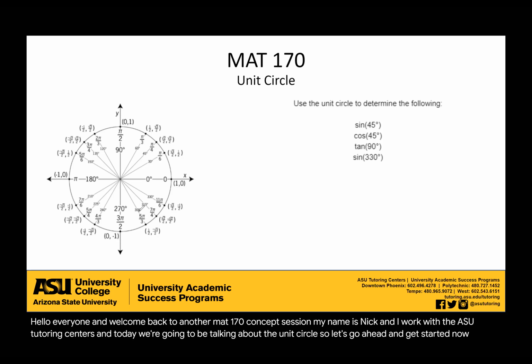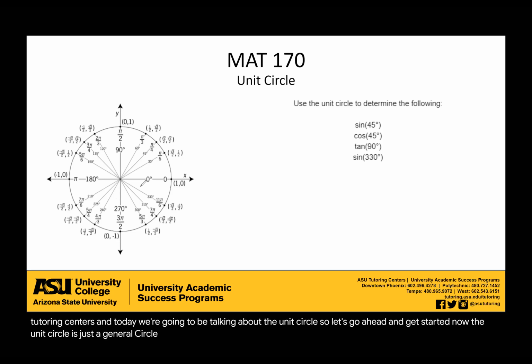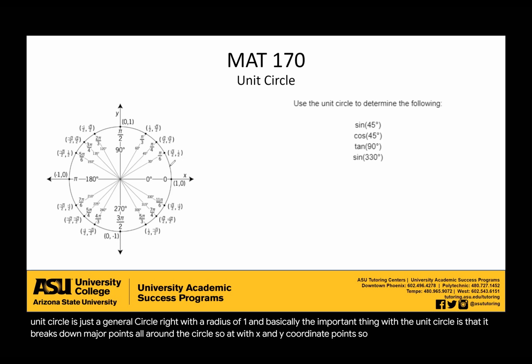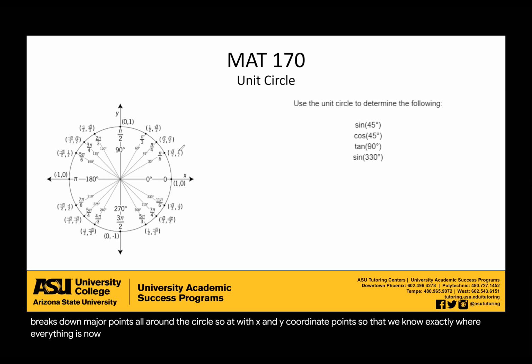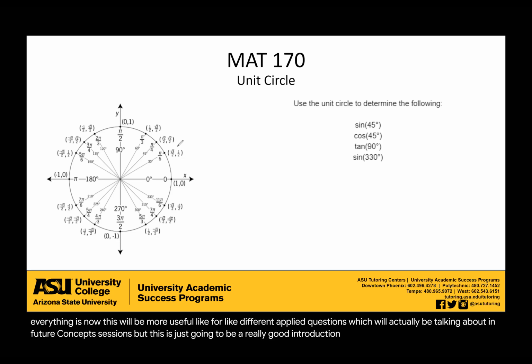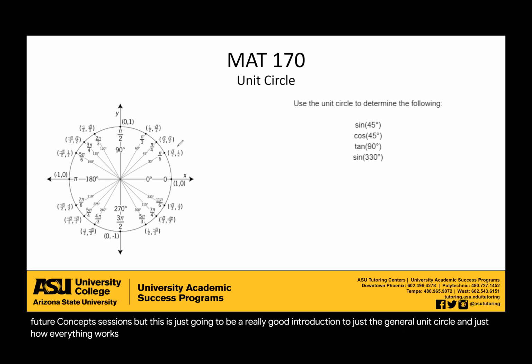Now, the unit circle is just a general circle with a radius of 1. The important thing with the unit circle is that it breaks down major points all around the circle, with x and y coordinate points, so that we know exactly where everything is. This will be more useful for different applied questions, which we'll talk about in future concept sessions. But this is a really good introduction to the general unit circle and how everything works. If you notice on the right, they want us to find 4 different coordinate points.